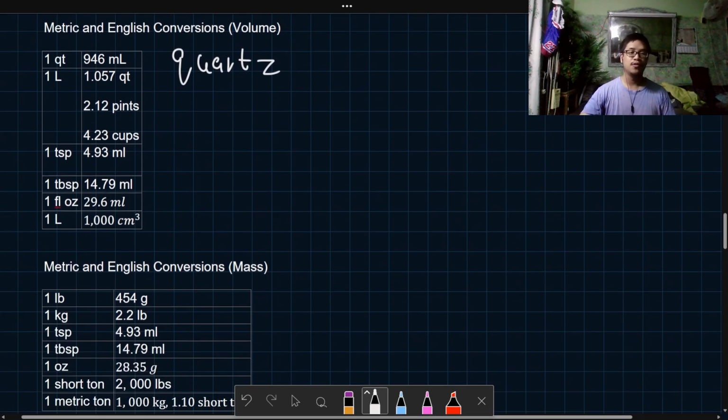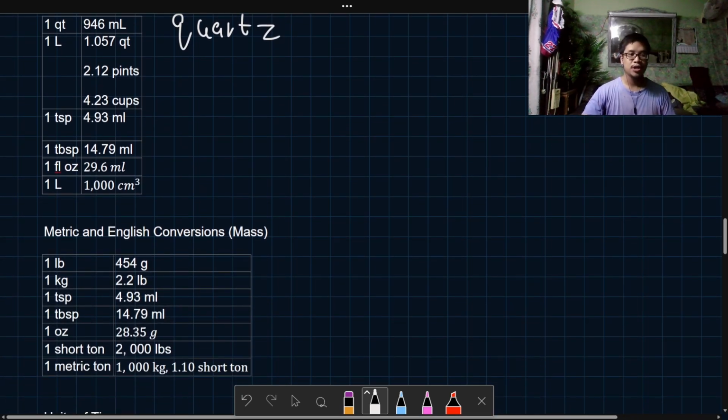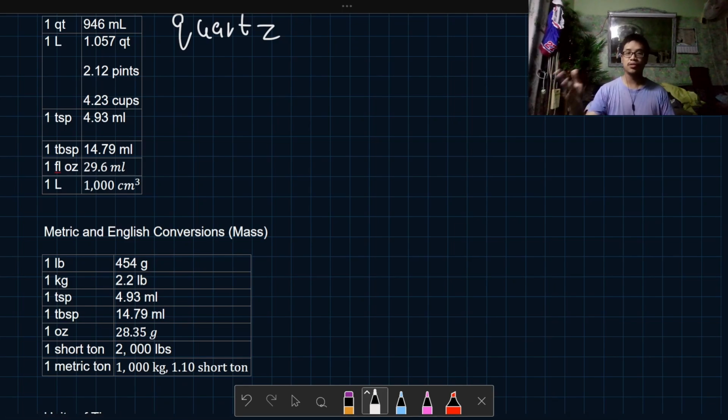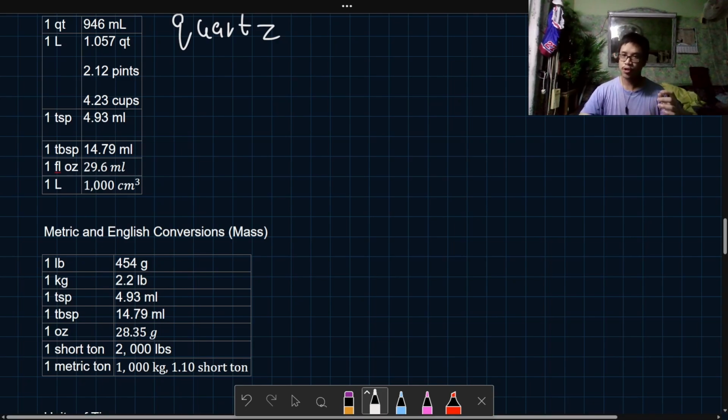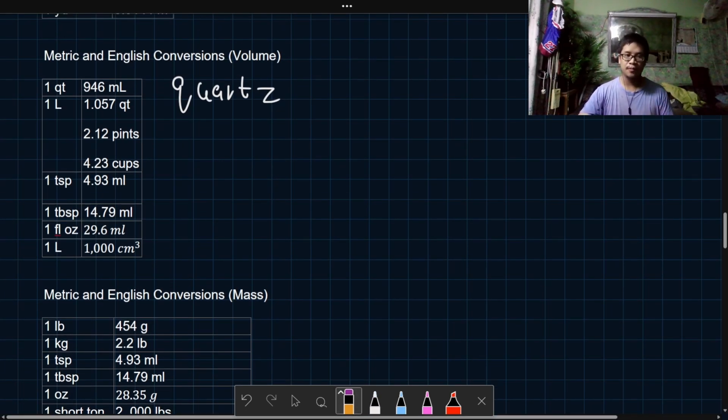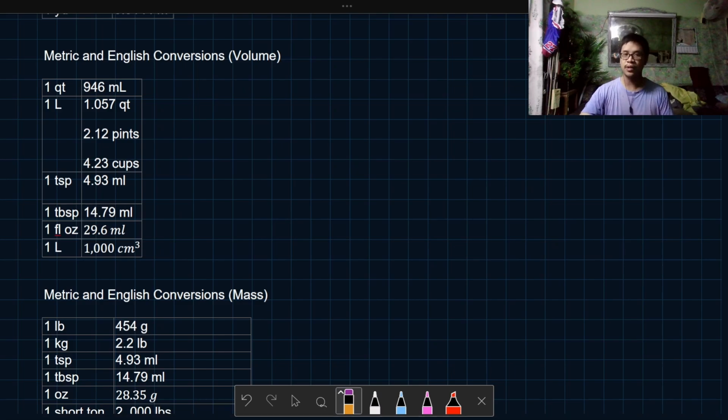And lastly, for the mass. 1 pound is equivalent to 454 grams. 1 kilogram is equivalent to 2.2 pounds, and so on. So let's have a few examples. I think it's much better if we apply it with some examples.